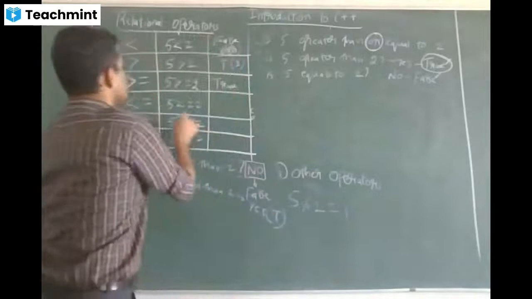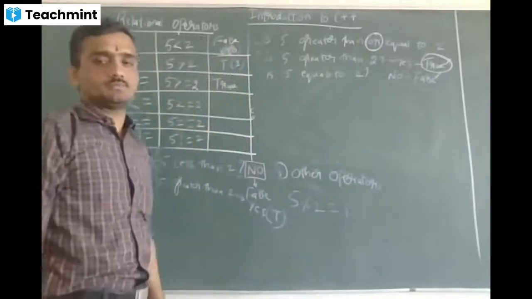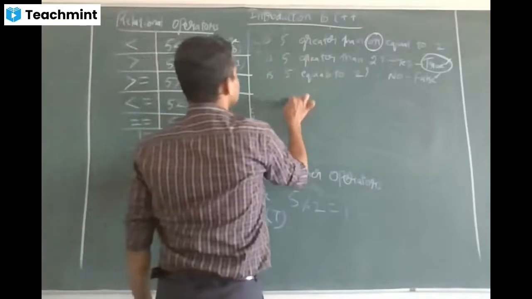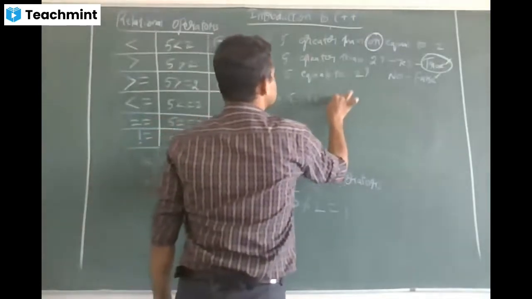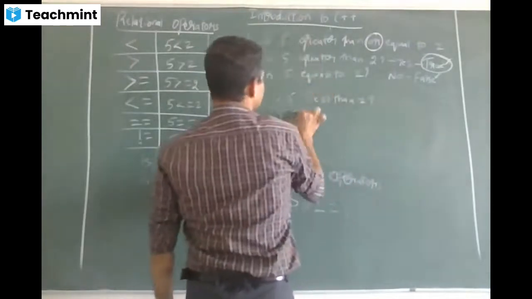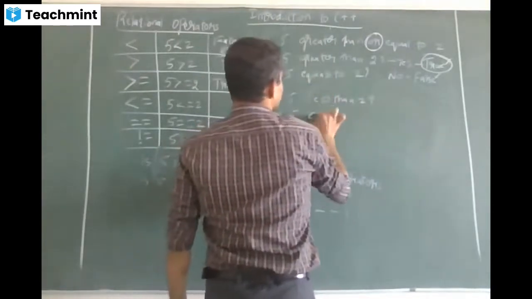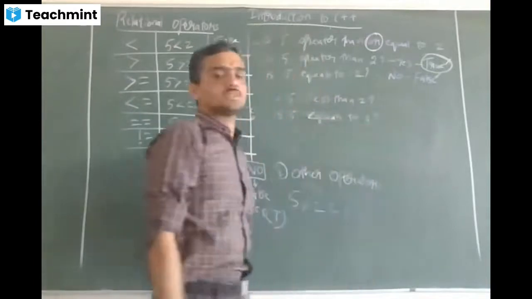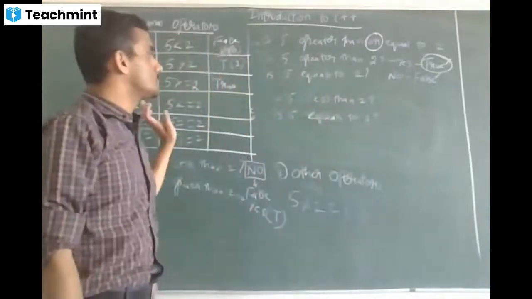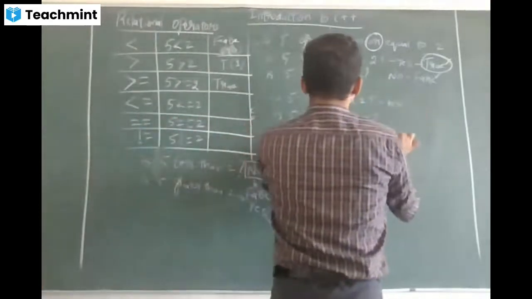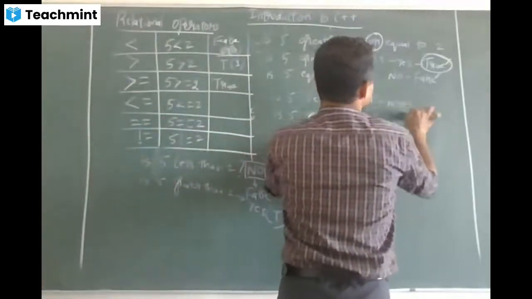Okay. Next, is 5 less than or equals to 2? Here also two questions. Is 5 less than 2? First question. Is 5 equals to 2? Second question. Because the complete question is 5 less than or equals to 2. Is 5 less than 2? No. Is 5 equals to 2? No. No means false.